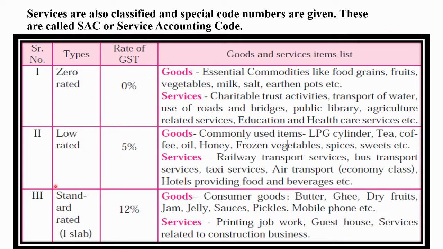Second is called low rated, for commonly used items like LPG cylinder, tea, coffee, oil, and services like railway transport, bus transport, taxi, etc. On these, 5% GST is charged. The third is called standard rated, also called the first slab, wherein the government charges 12% GST. These include consumer goods like butter, ghee, and services like printing job, guest house if you go for a holiday staying in a guest house, services related to construction, business, etc. Here 12% GST is charged.